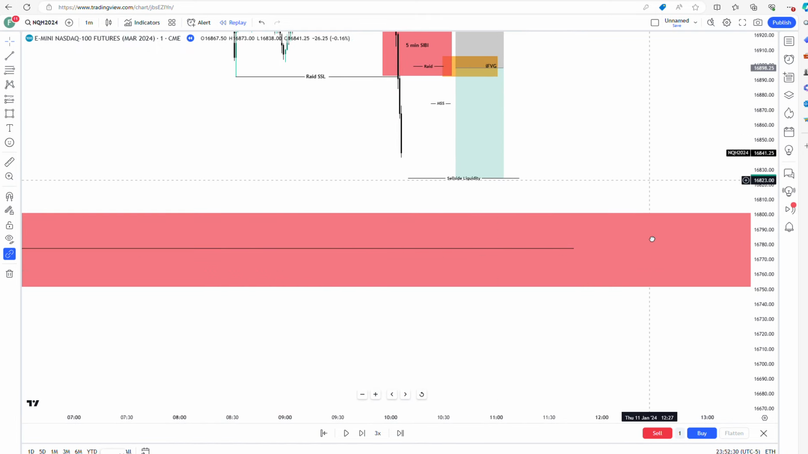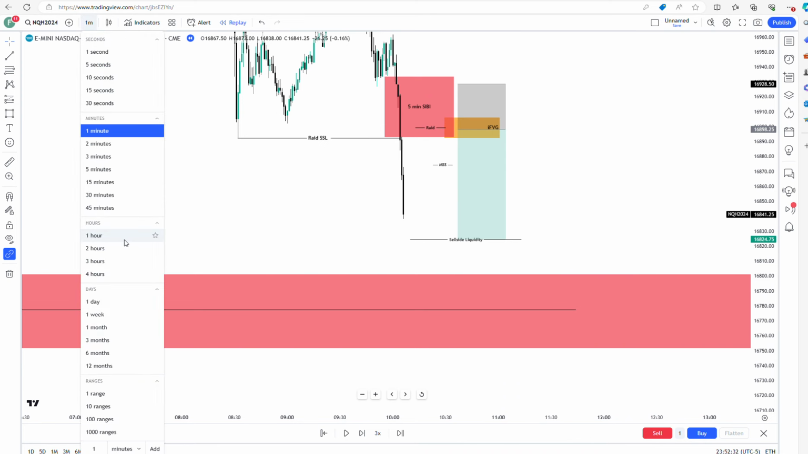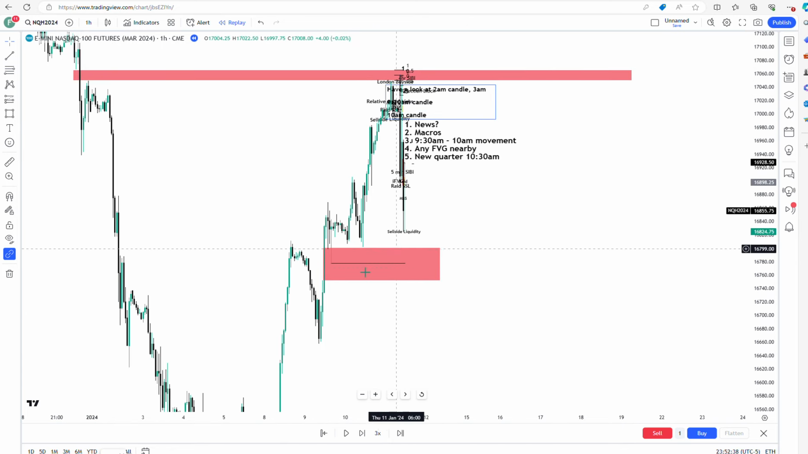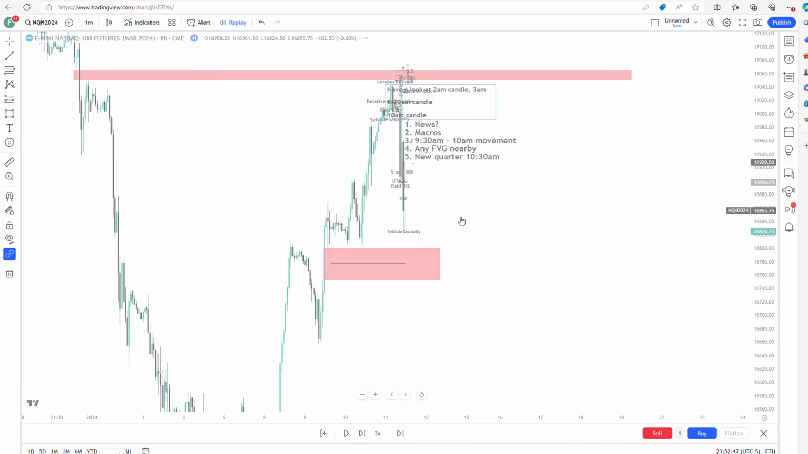Okay, fair enough. What do you reckon this is? I haven't told you guys yet, but I'm going to show you on the 1-hour time frame. Look at this. On the 1-hour time frame, there is a fair value gap. Can you see that? We're going to talk about that in just a second. So let's go back to the 1-minute time frame here.